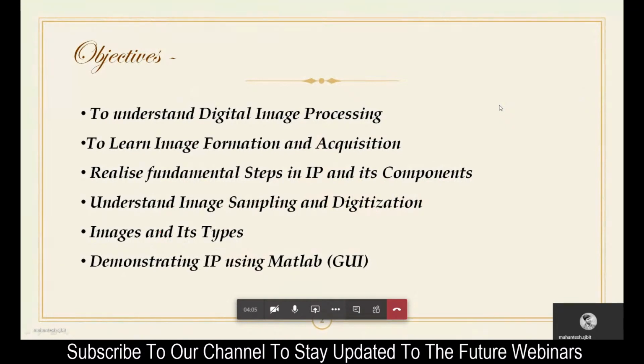That is, you are going to understand digital image processing first and image formation and acquisition, and to realize fundamental steps in IP, that is image processing and its components, understand image sampling and digitization, images and its types, and finally, whatever algorithms or whatever processing steps we come across during this session will be demonstrated using Matlab. And as a complementary, we'll be working on graphical user interface.